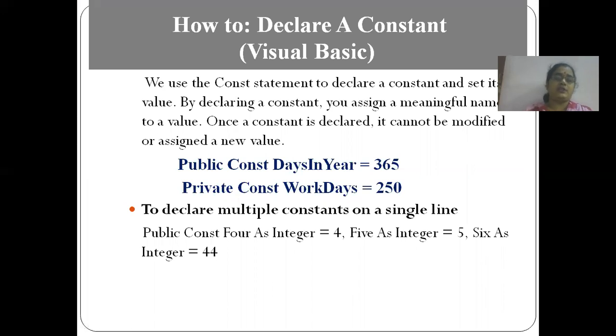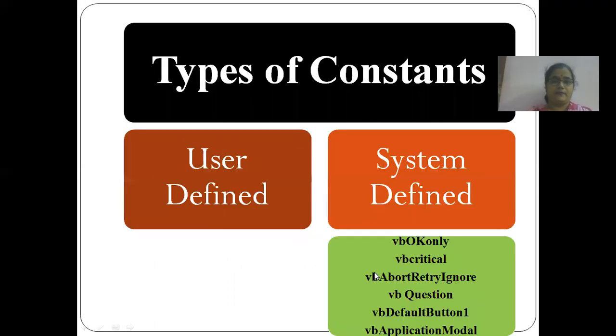So the constant should be declared either as public or private. That is, the scope of the constant is public or private. Then the keyword Const, the name of the variable and the value which you want to assign. To declare multiple constants at a single time, you can use it like this: Public Const 4 As Integer, 5 As Integer, and 6 As Integer.